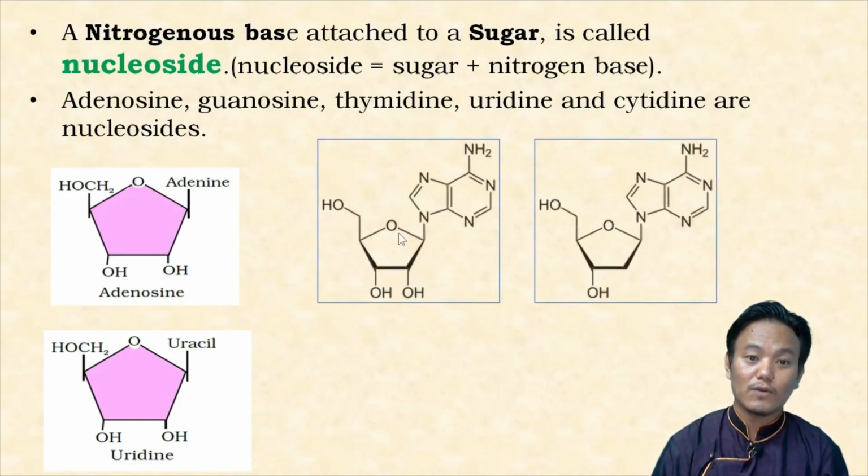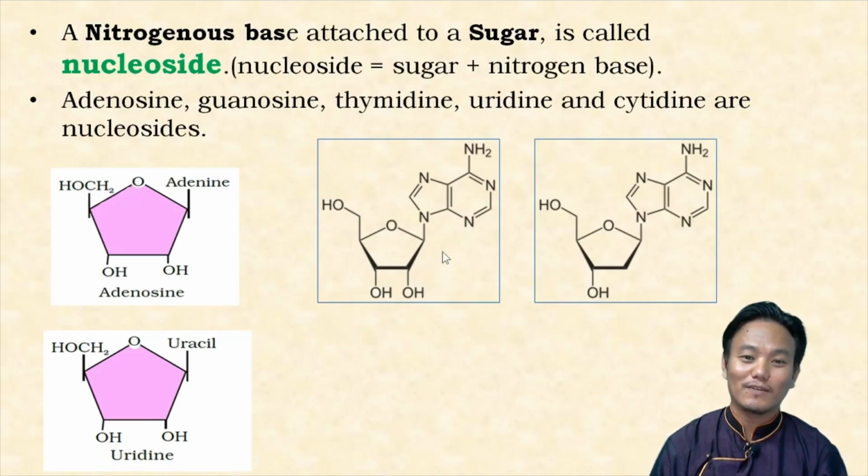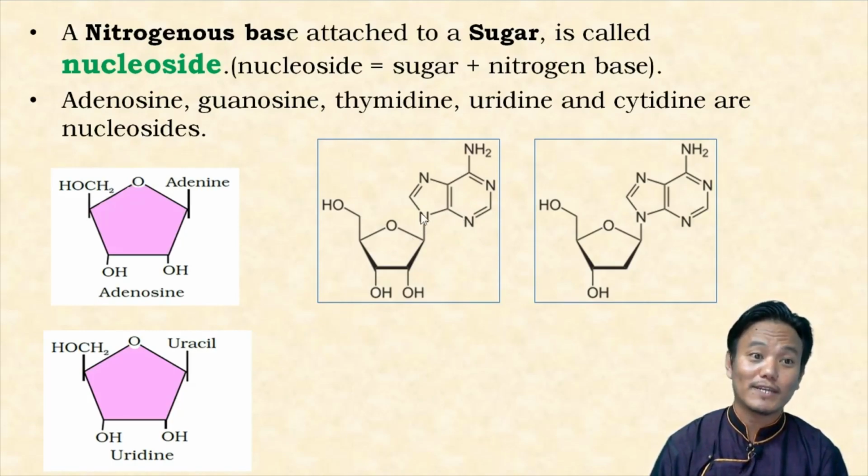Here you can see that this adenine, a nitrogenous base, is attached to the ribose sugar. So this is adenosine. The same adenine, if it is attached to deoxyribose sugar, is deoxyadenosine. So this is a nucleoside. Right now it's not a nucleotide yet. Which component is missing? The phosphate group is missing over here. We have got only two components, nitrogenous base and sugar. So this is called a nucleoside. It is not a nucleotide yet.